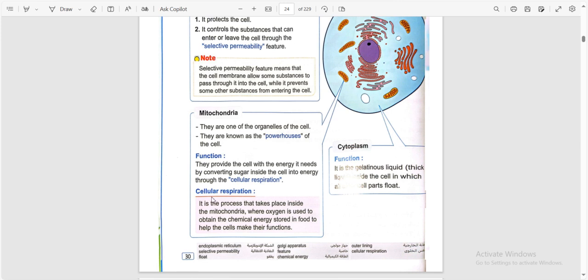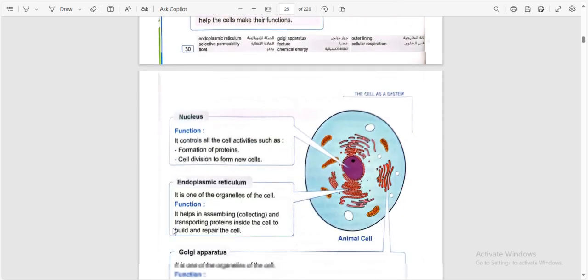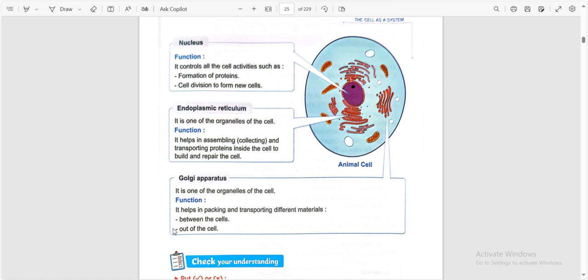So cellular respiration is the process that takes place inside the mitochondria, where oxygen is used to obtain the chemical energy stored in food to help the cell perform its functions. So this is the process by which food or sugar is converted into energy, with the help of oxygen. That's why we call it cellular respiration. Good. Another important organelle is the nucleus.